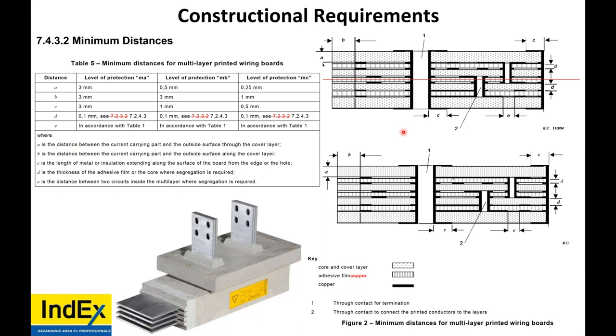So minimum distances for printed wiring boards. Now, this is not a circuit board. I know that. But it's an idea to show these distances. We're talking about creepage and clearance distances, segregation, and thicknesses of compound. There are requirements. Minimum for MA, 3 millimeters. So you're talking about a bigger circuit board. When you're talking about MC, you're down to 0.5 millimeters, 0.25 millimeters.